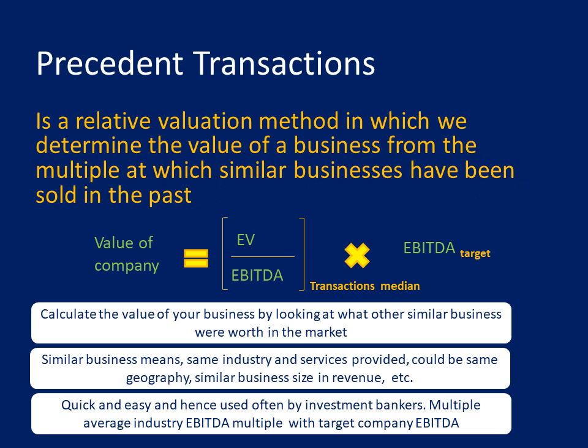The third method, precedent transactions, is also a relative valuation methodology in which we determine the value of the business based on the value of businesses that have already been sold in the industry, from the previous transactions that have already taken place. What we do here is identify a list of transactions that have happened in the industry over a period of time, and then take an average or median EV by EBITDA multiple from all those transactions. That multiple is multiplied by the EBITDA of the target company, or the company we are valuing. The end result is the value of the company that we are looking at.